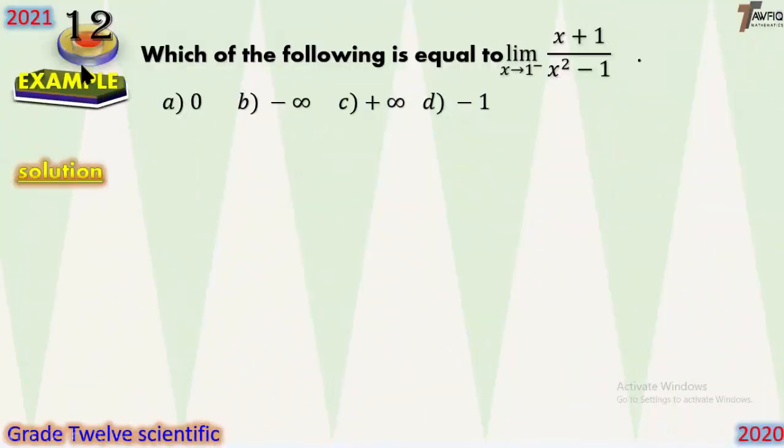Example number 12. Which of the following is equal to the limit when x approaches 1 from the left of x plus 1 over x squared minus 1? 0, minus infinity, positive infinity, minus 1.